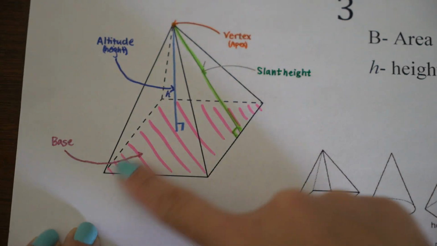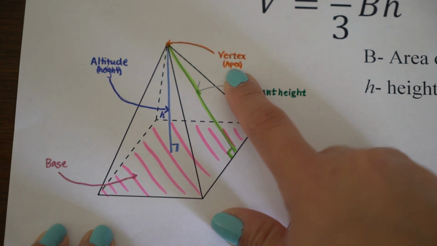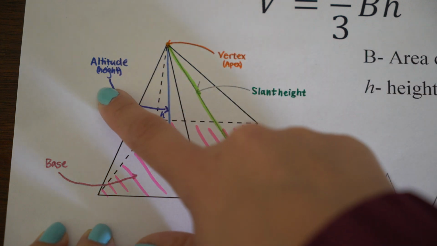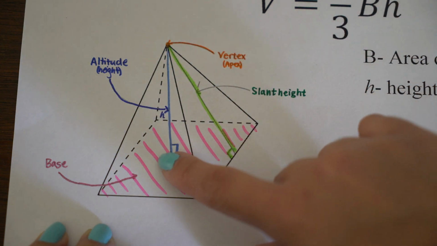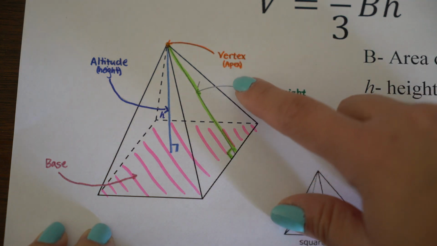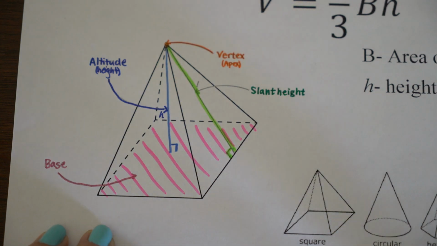So we have a base. We also have a vertex, which is also known as the apex, where all the faces intersect. It has an altitude, also known as a height, that goes from the vertex down to the center, perpendicular to the base. And we also have a slant height, which is on the face from the vertex down to the side, which is also perpendicular.